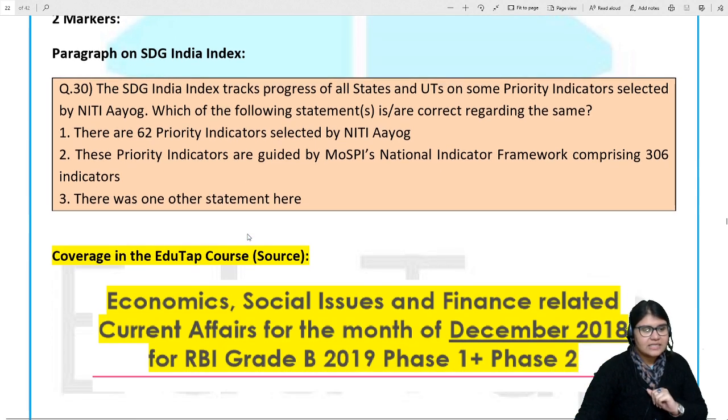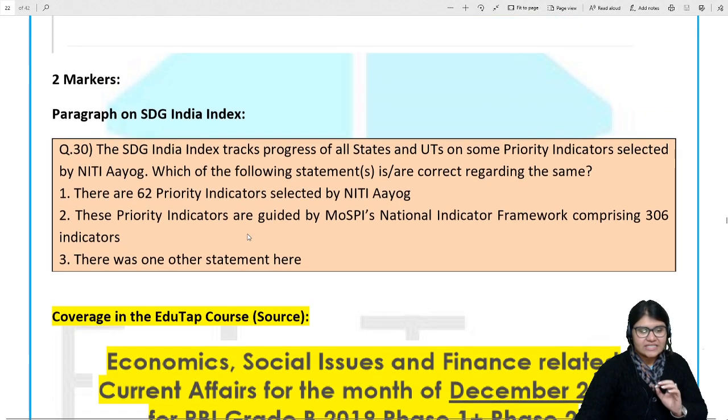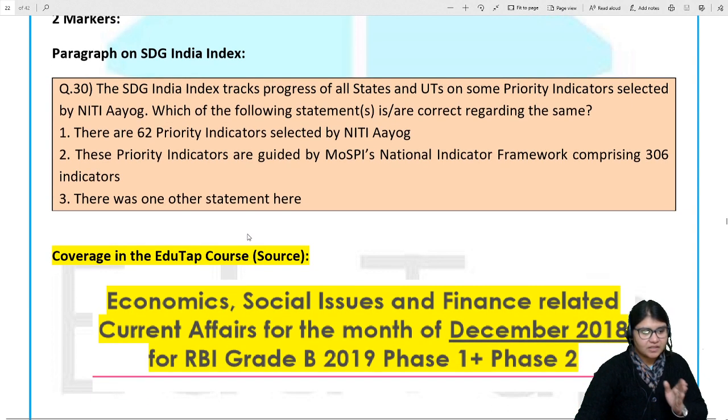So here you can see there was a passage that was asked on SDG India Index, and the first question based on this passage said the SDG India Index tracks progress of all states and union territories on some priority indicators selected by Niti Aayog. Which of the following statements is or are correct regarding the same?